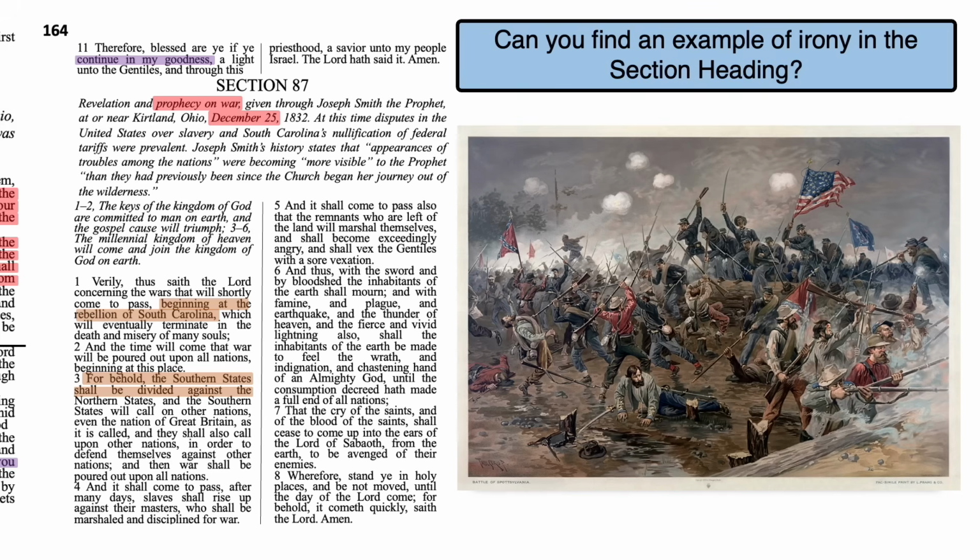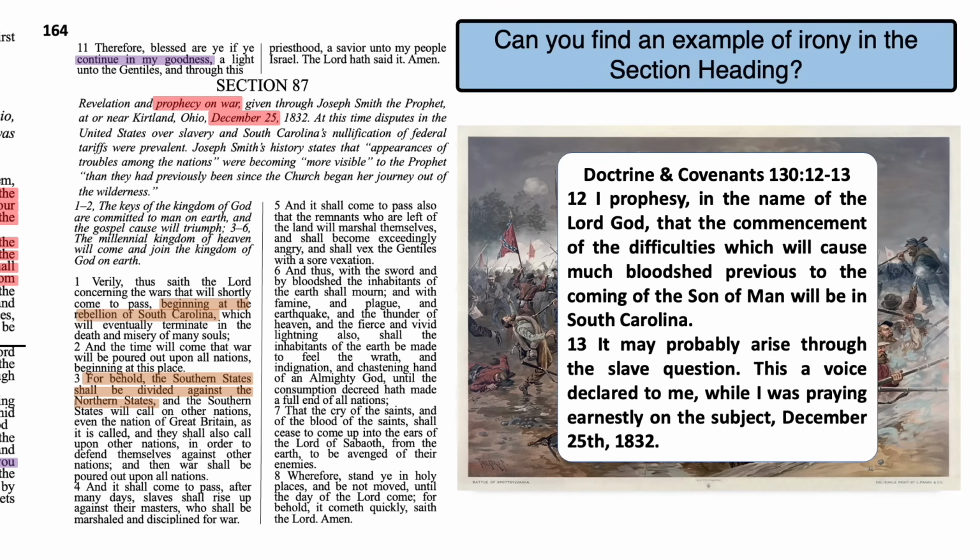But Joseph stood by his prophecy and even reiterated it years later with even more specificity. You can see that in section 130, verses 12 through 13. He said, "I prophesy in the name of the Lord God that the commencement of the difficulties which will cause much bloodshed previous to the coming of the Son of Man will be in South Carolina. It may probably arise through the slave question. This a voice declared to me while I was praying earnestly on the subject, December 25th, 1832."